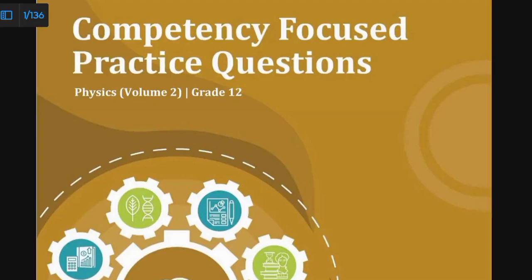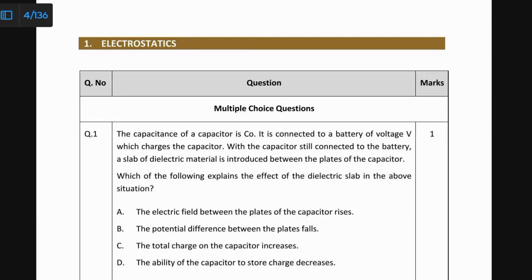Based questions. So this is competency focused practice questions for Physics Class 12, Volume 2. Let's begin and explore, understand how competency based questions are and how we can solve these competency based questions. Okay, so let's start with the first question.